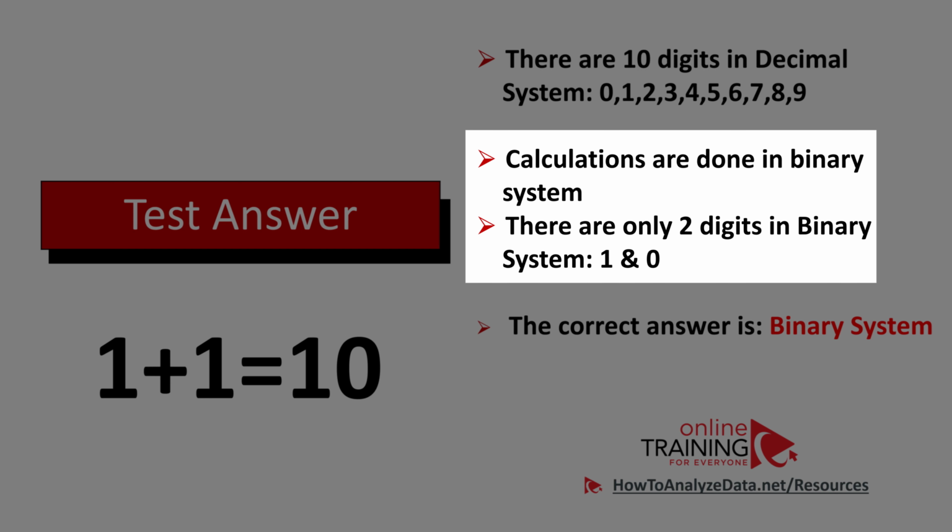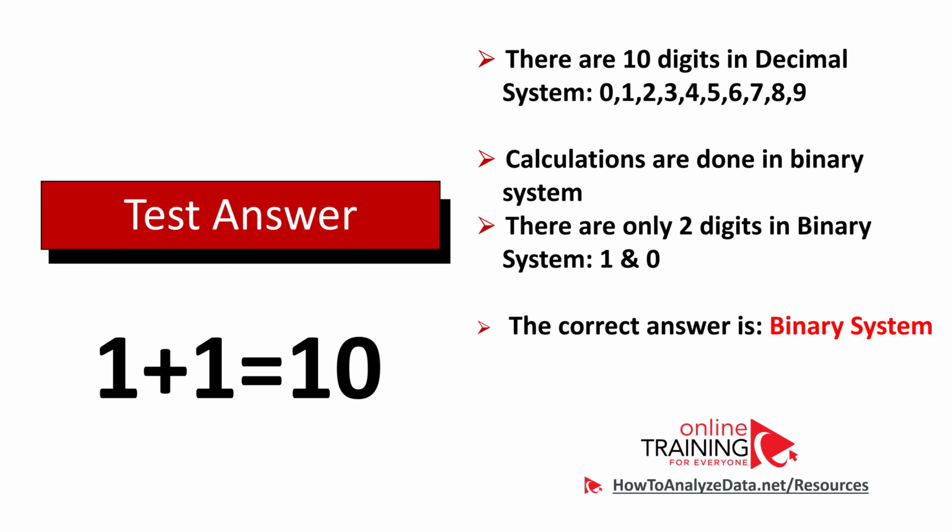So what happens when you get a calculation in the binary system and you add 1 plus 1, what looks like 10 in the binary system is 2 in the decimal system. So the correct answer is that this calculation is possible because of the binary system. Let me demonstrate this to you.